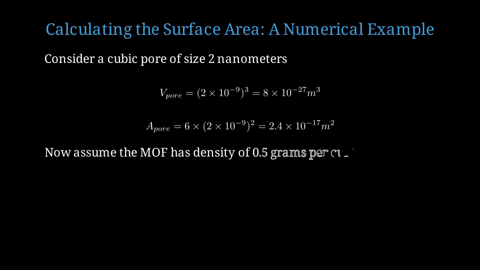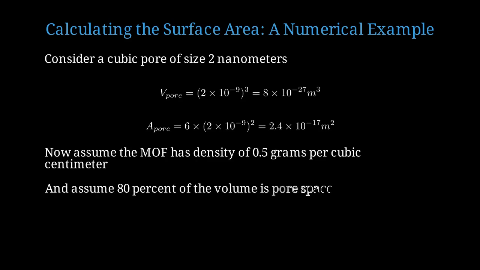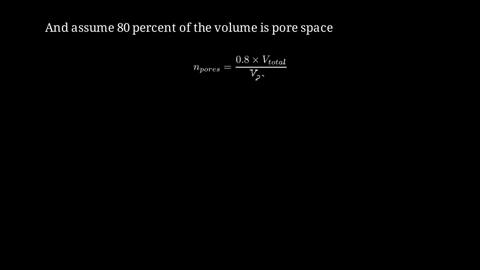Now let's assume our MOF has a relatively low density of 0.5 grams per cc, which is typical because they're so porous. Let's also assume that 80% of the total volume is empty pore space, which is reasonable for highly porous MOFs. The number of pores equals 0.8 times the total volume divided by the volume per pore.